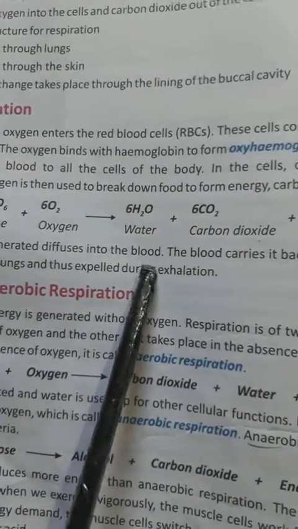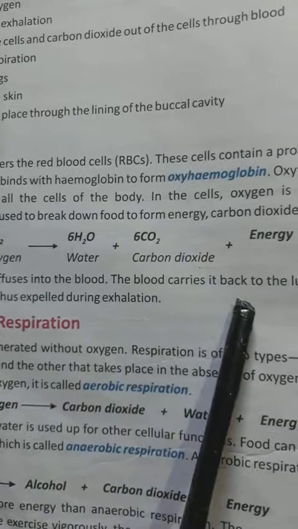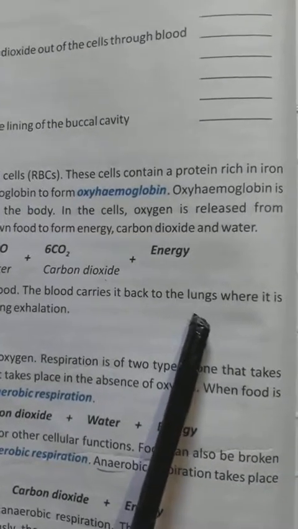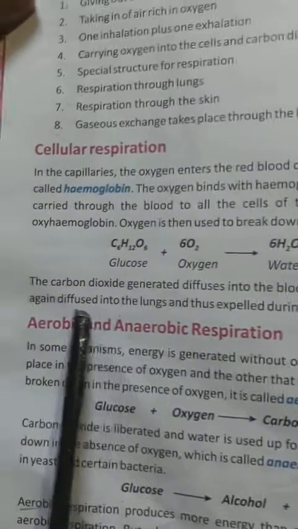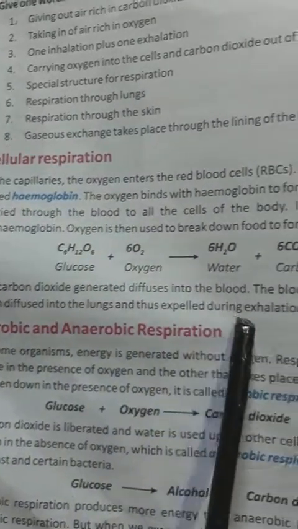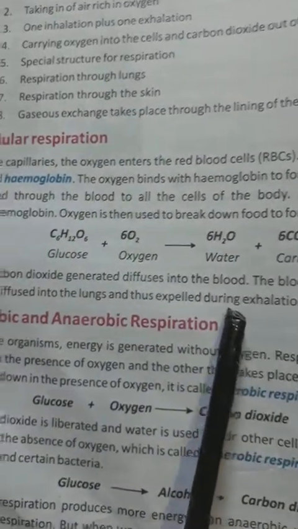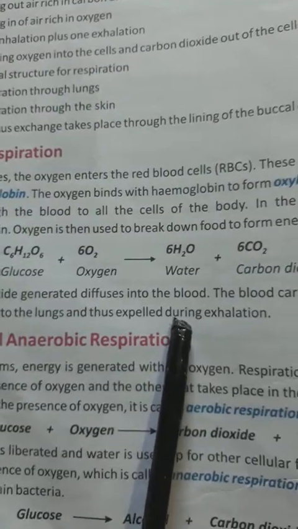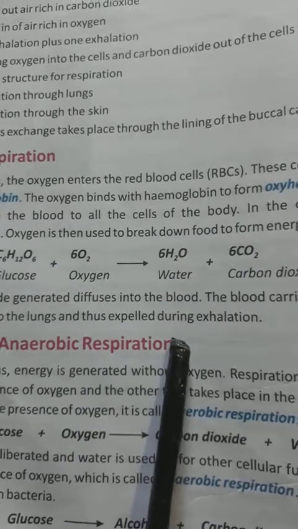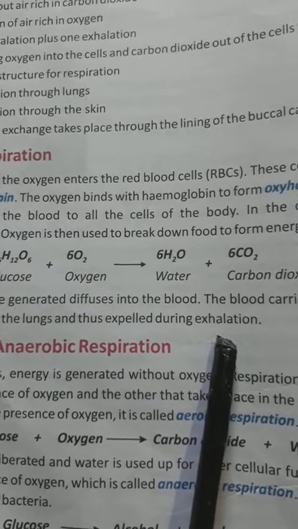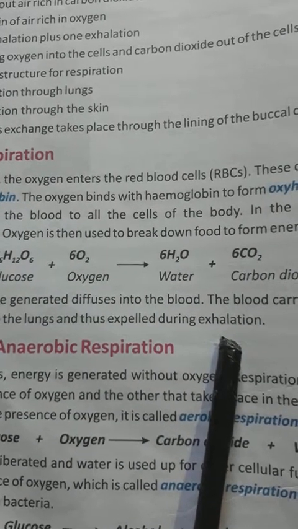The carbon dioxide generated diffuses into the blood. The blood carries it back to the lungs, where it is again diffused into the lungs and thus expelled during exhalation, meaning while you breathe out. So the air that you breathe out contains the carbon dioxide.